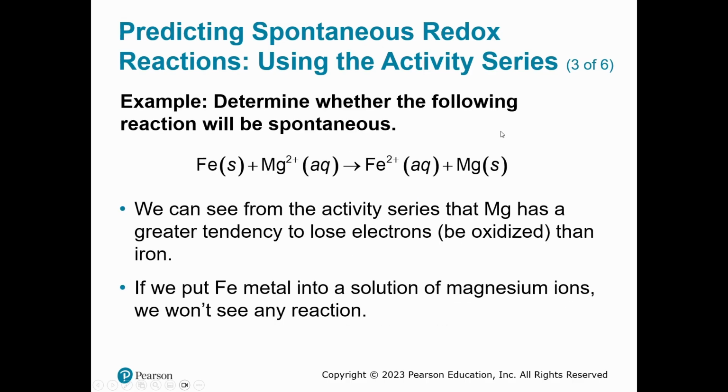And so we could do the same thing with iron and magnesium. However, magnesium is higher on the reduction potential. So magnesium would rather reduce iron than let iron reduce it. Magnesium does not want to be oxidized from the 2 plus back to the 0 metal state. So this would not be a spontaneous reaction. We would actually have to add energy to this reaction to get it to go. And so this would not be a spontaneous reaction.